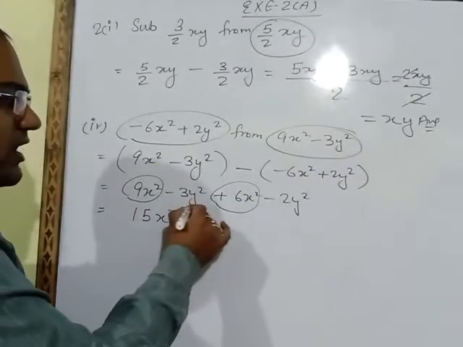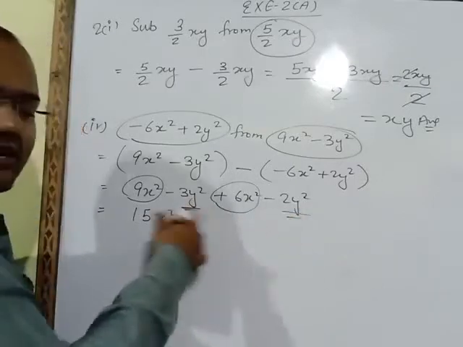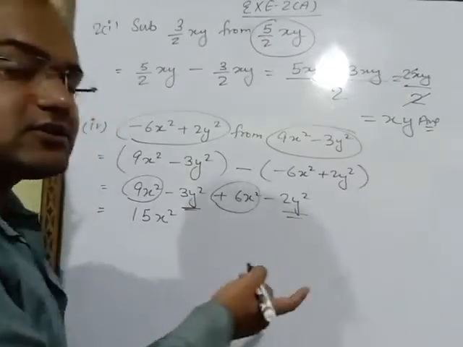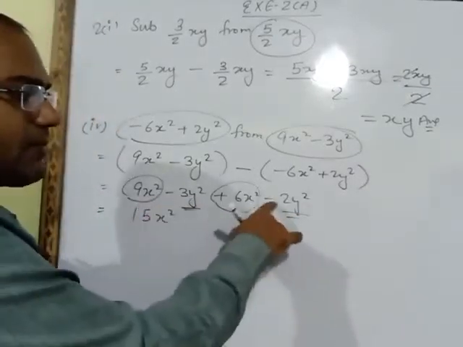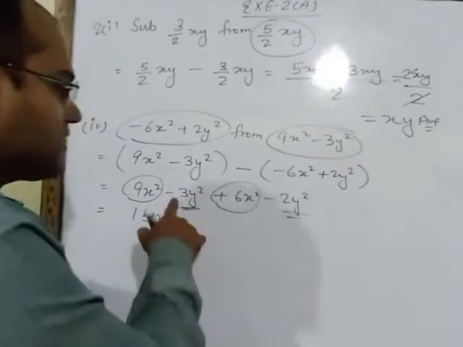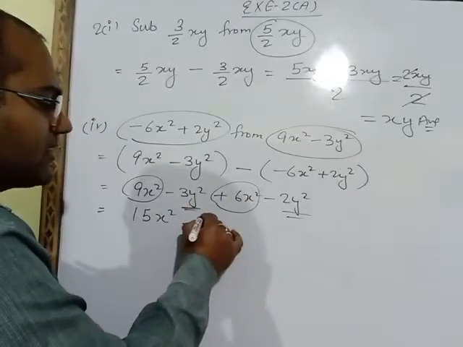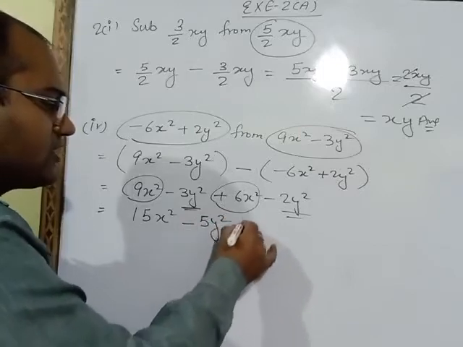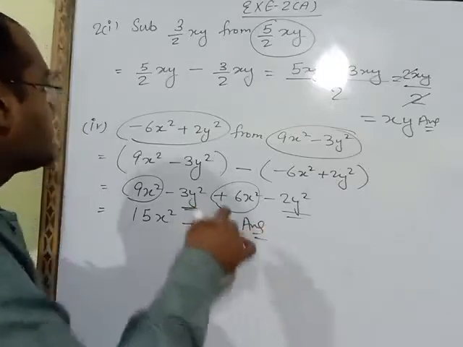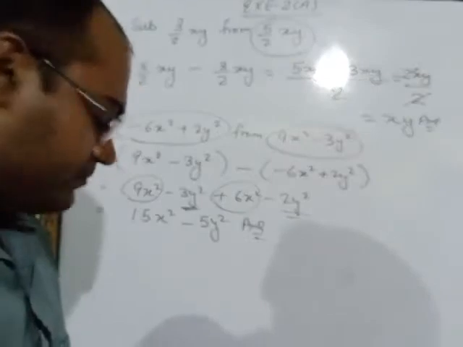These two are also like terms. Why are these two like terms? Because their alphabets are the same. Minus 3y square and minus 2y square. So minus 3y square and minus 2y square will become minus 5y square. So this is your final answer of this part number 4th.